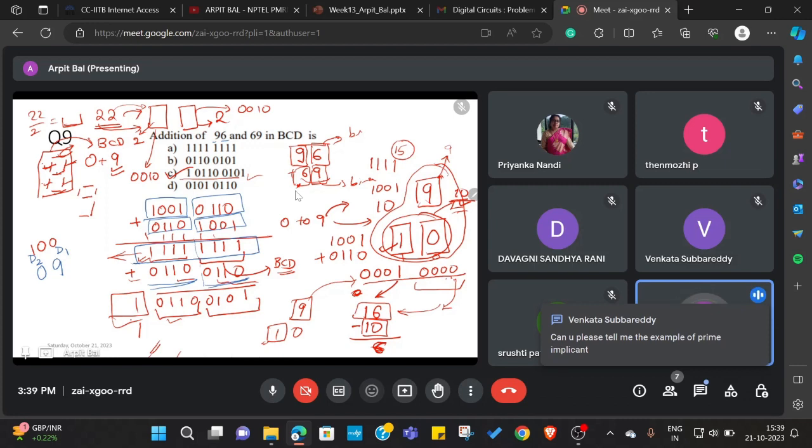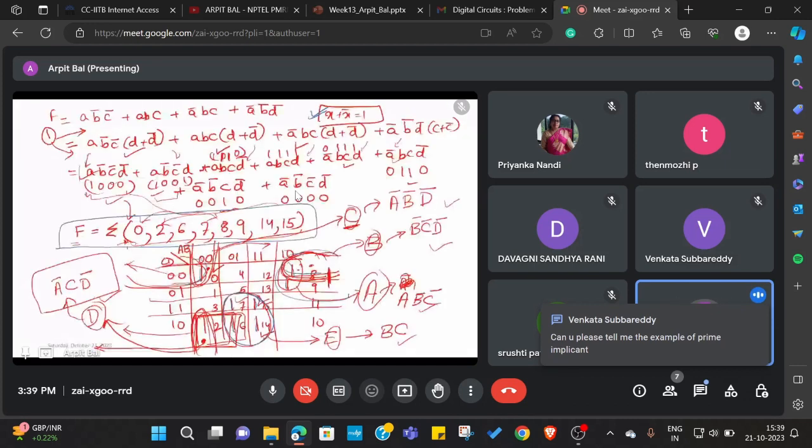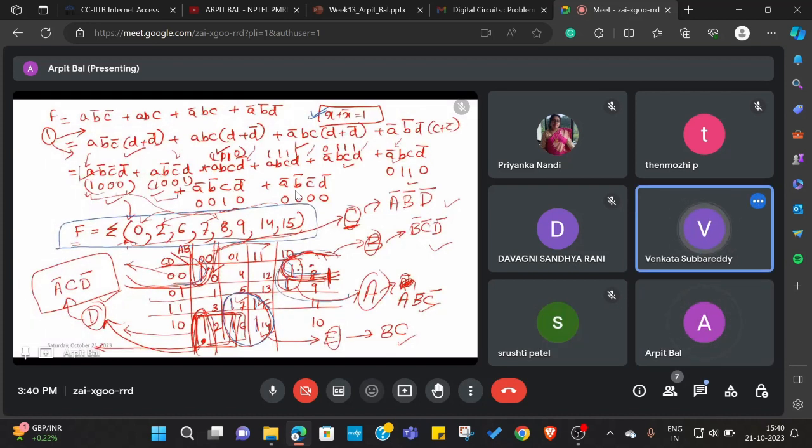Please tell me the example of prime implicant. Okay, so in this, hello, sir. Yeah, sir, good afternoon, sir. Good afternoon. Can you explain that one, how we are going to use the prime implicants and essential prime implicants? Okay. The difference between those two.